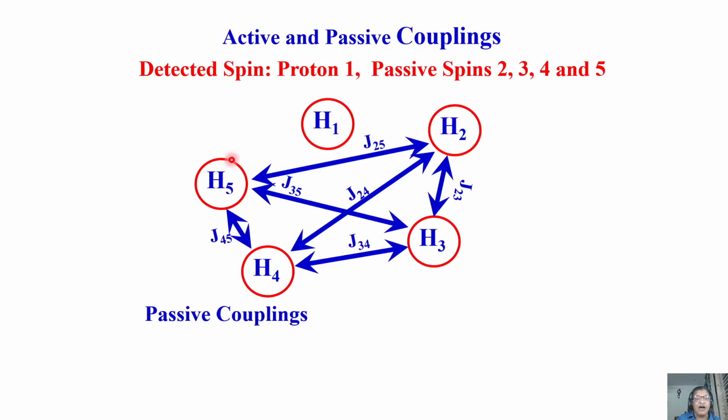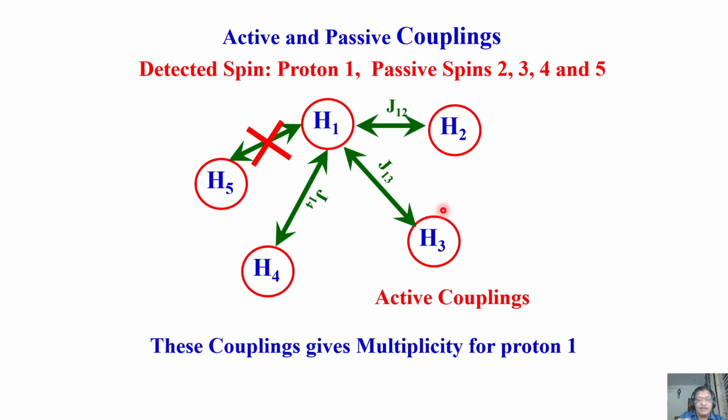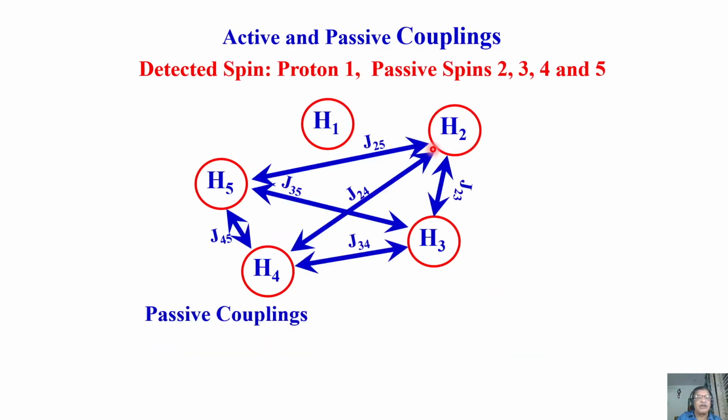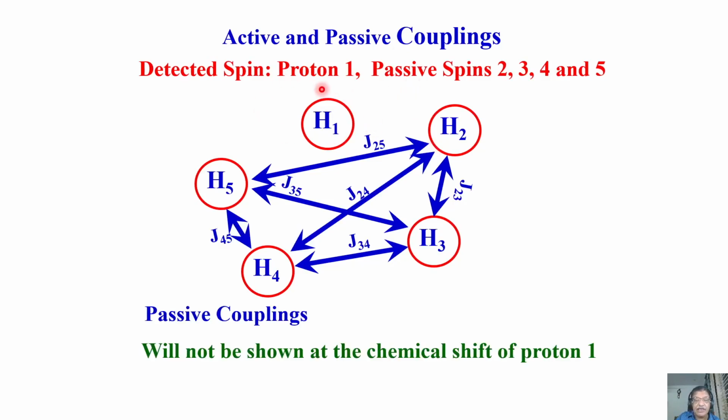Passive couplings are not seen when you detect the proton of a particular spin, which is an active spin. In which case, we call this the active spin, and these are all called passive couplings. And the couplings which I showed in the previous case, these are called active couplings. This is an active spin. These are active couplings which are seen at the chemical shift of proton 1. And these are all passive couplings which are not seen at the chemical shift of proton 1.